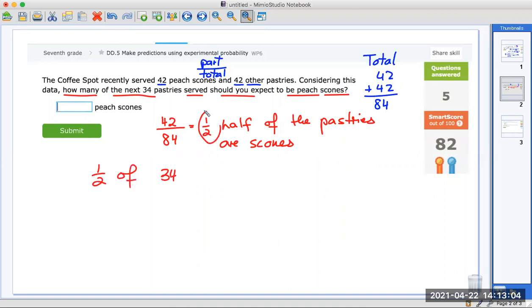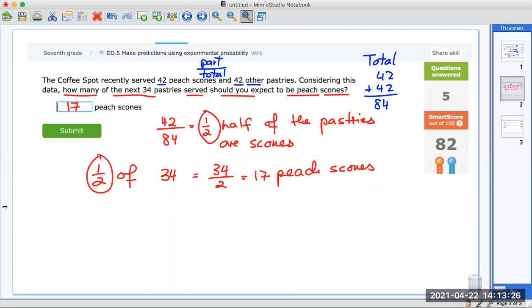Because it's our multiplier, our ratio here is 1/2. So half of 34 is the same as 34 divided by 2, which is 17 peach scones. So that's the number we put here.